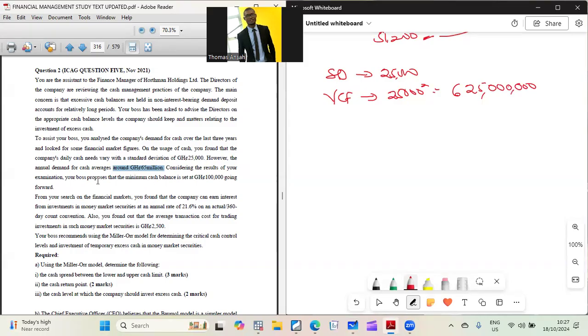So that is that. It says that, considering your examination, your boss proposes a minimum cash balance of 100,000 going forward. So what is the 100,000 for? Yes, your guess is as good as mine. That is your lower limit.